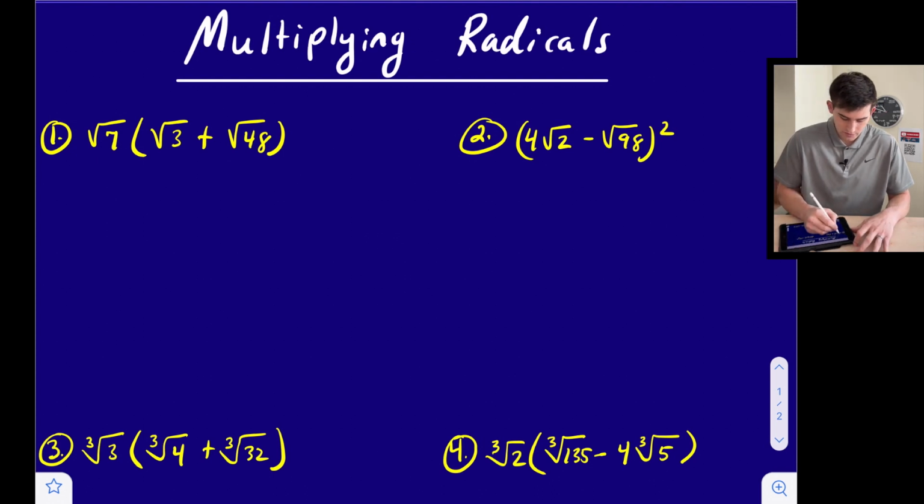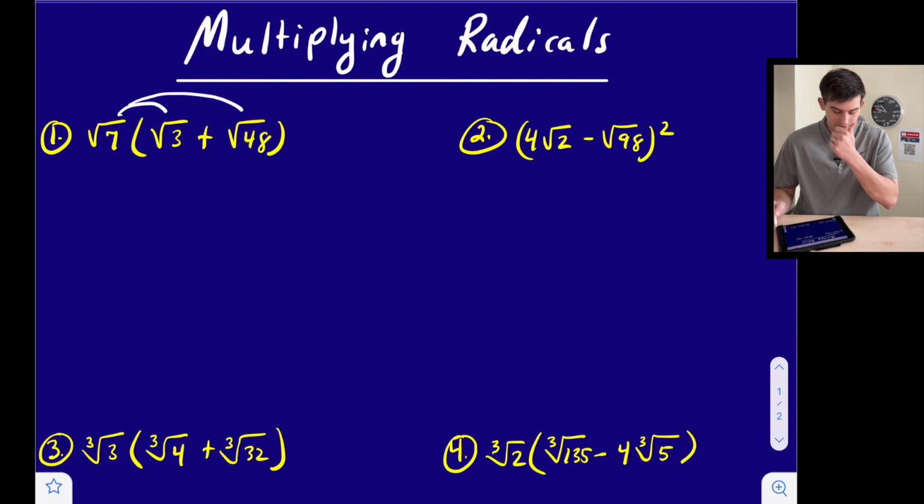So we're going to distribute the square root of 7 times the square root of 3, and the square root of 7 times the square root of 48. Now that is one way to start. Or if you think it's going to be easier to look inside at your binomial and simplify one of the radicals you already have, then distribute, that will work as well. So let's do that for this one.